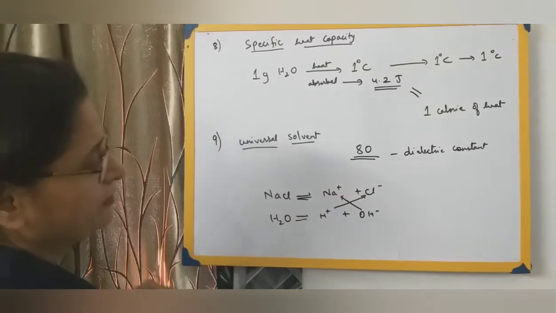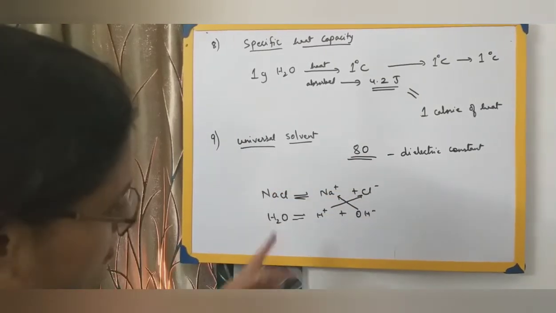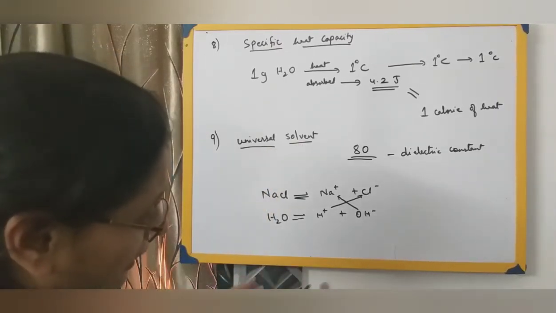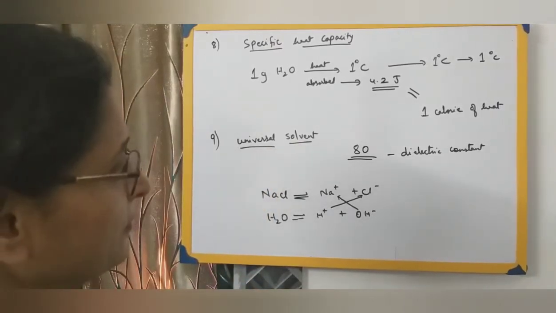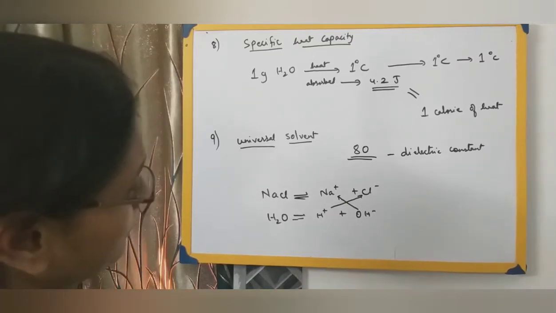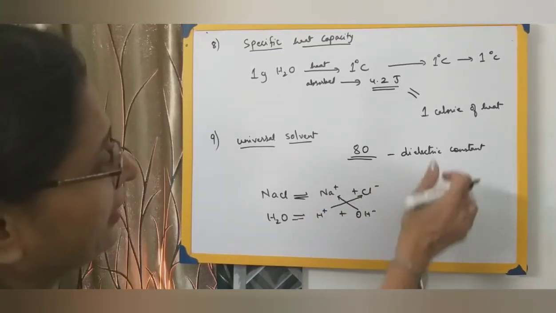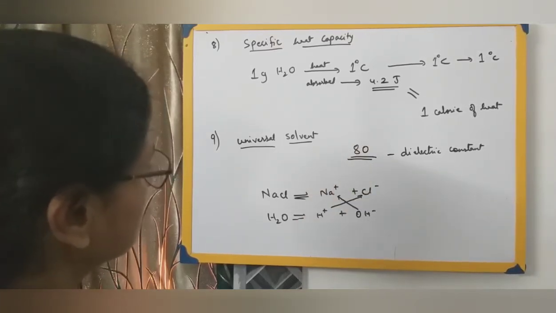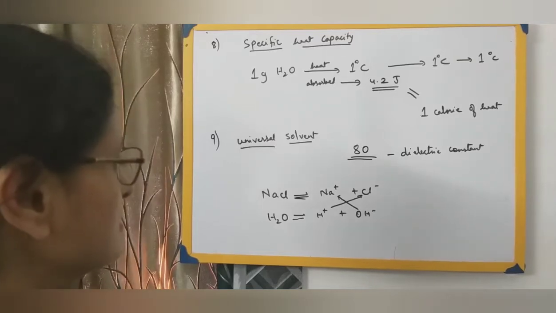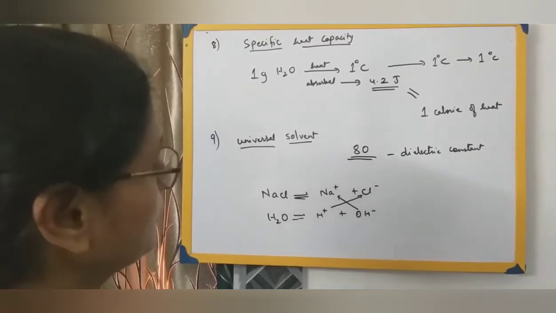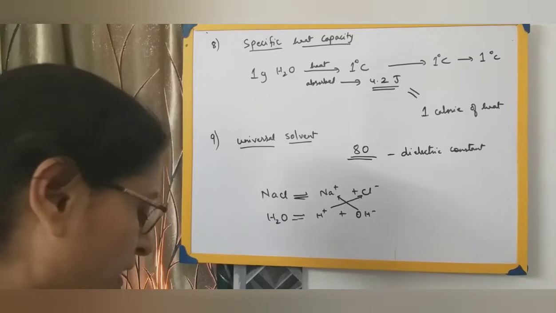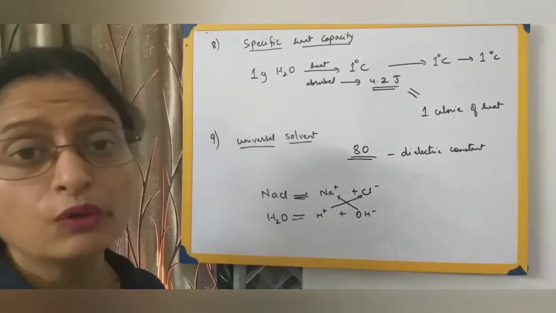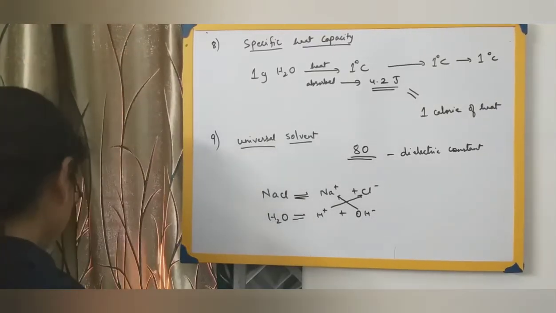Because of this pulling of the oppositely charged ions by the opposite charges, water is able to separate these ions. This property of separation of the oppositely charged ions, we call the dielectric constant value. So it has a very high dielectric constant value. All inorganic salts, all substances can dissolve very well in water, and because all substances are capable of dissolving in water, we call water a universal solvent. It is a very good solvent, it can dissolve almost everything.